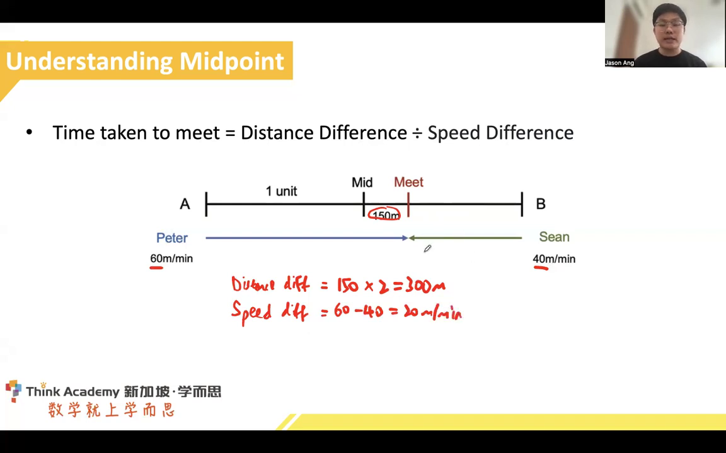So how long did they take to actually travel to meet up at this point over here? It would have simply been 300 meters divided by 20 meters per minute, and it gives us 15 minutes.